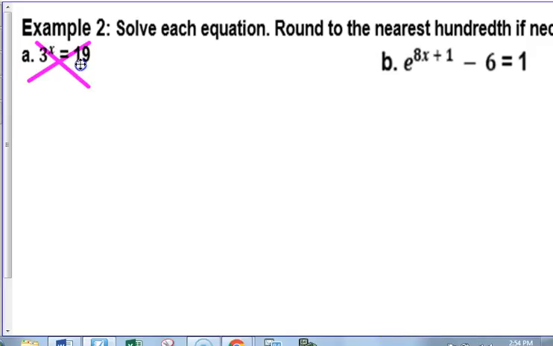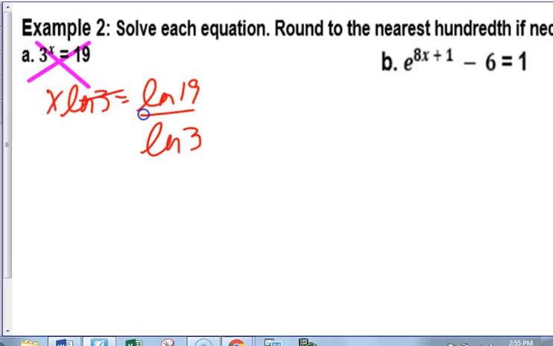I crossed off A. It's just easy, right? You just do the log of both sides and have some crazy business. X, ln of 3, you could do log, doesn't matter, and then you would just divide and you'd get some crazy decimal, right? Okay, let's talk about B though. Always algebra 1 first. Add 6. Now we're done. Now we're to precalc.